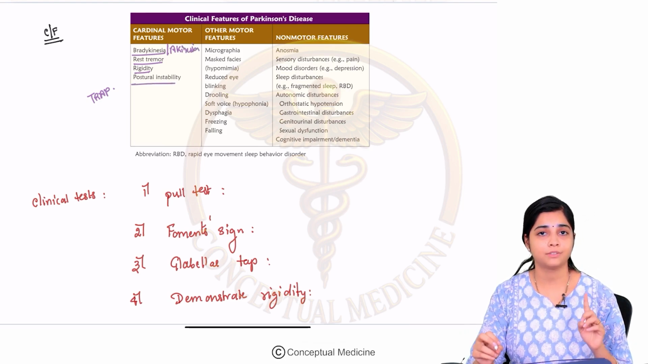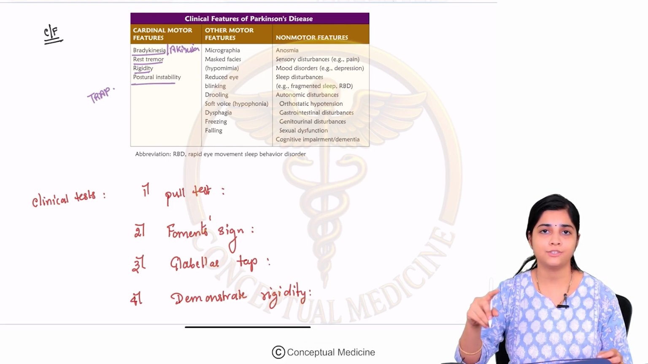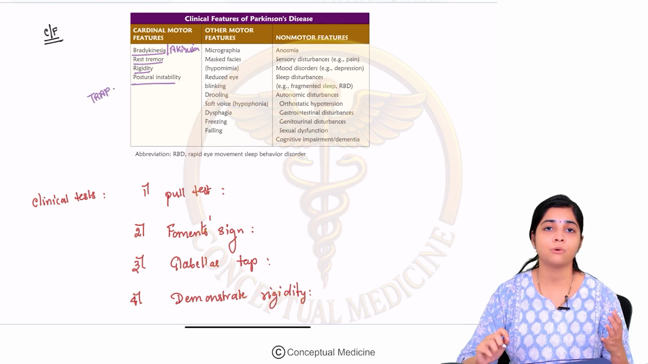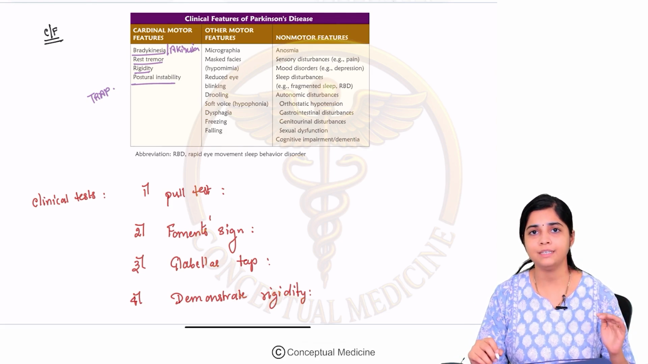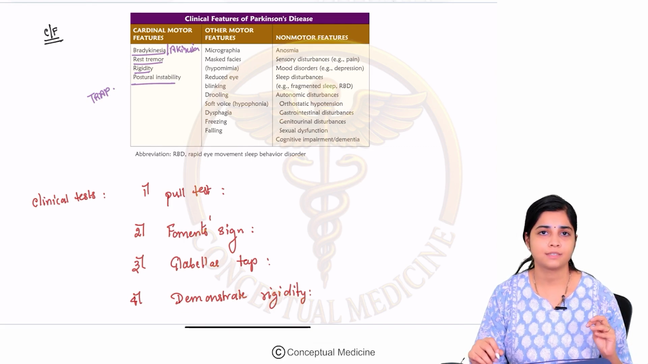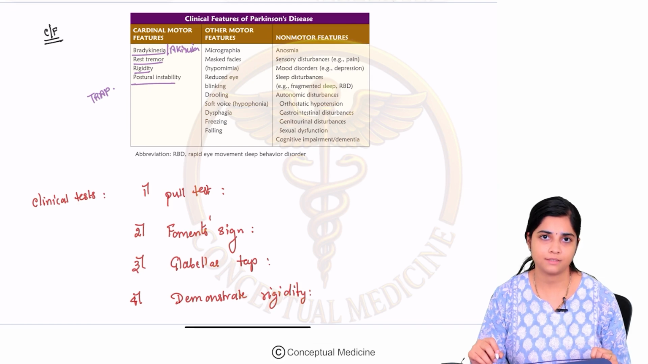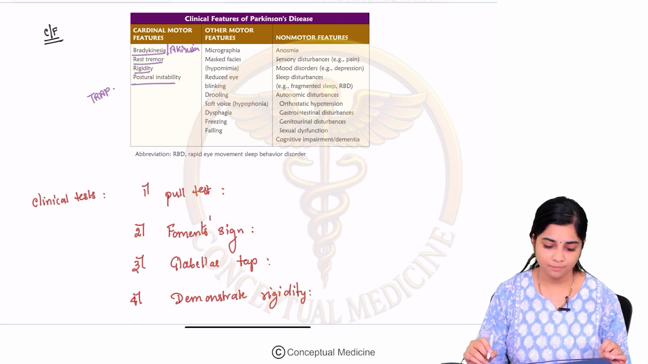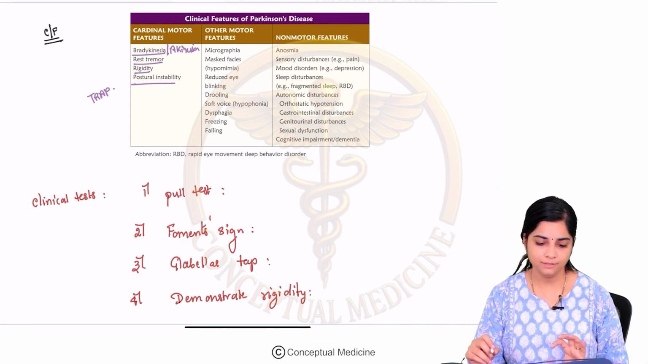Always remember about the tremors in Parkinson's. They are usually resting tremors, and when you do intention, right, you ask them to do a movement like how you check for cerebellar signs, they do not have intentional tremors. With an intention, usually the tremor reduces. So it is at rest that they have this tremor. Okay, so resting tremor, rigidity, akinesia, postural instability are your cardinal features.